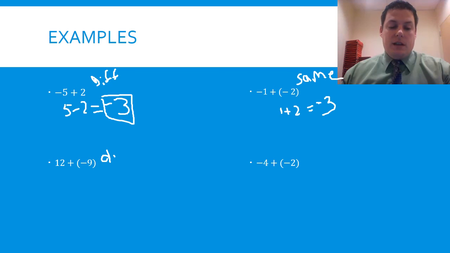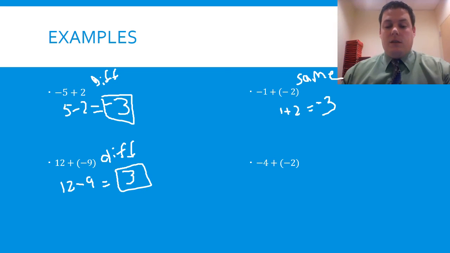Signs are different again down here. So we find the difference. 12 minus 9 equals 3. We keep the sign of the larger one, which is 12. It stays positive. And then one last time here, signs are the same. Once again, so we add 4 plus 2 is 6, and we keep the sign, which is negative 6.